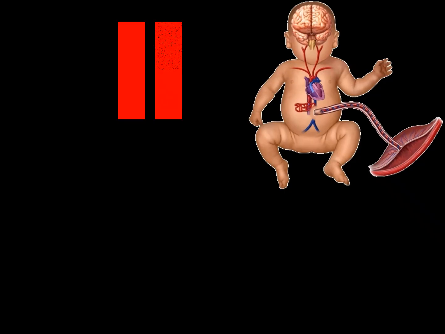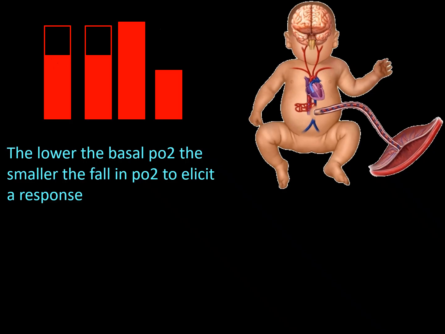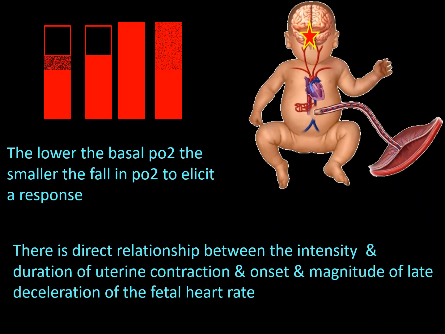He requires a large drop in the oxygen to elicit his response. Whereas a fetus who is already deprived, the lower the basal PO2, the smaller the fall in the PO2 needed to elicit the response. So the fetus who is already deprived requires only a small drop in the oxygen concentration to elicit the response. There is a direct relationship between the intensity and the duration of uterine contraction and the onset and magnitude of the late deceleration of the fetal heart rate.